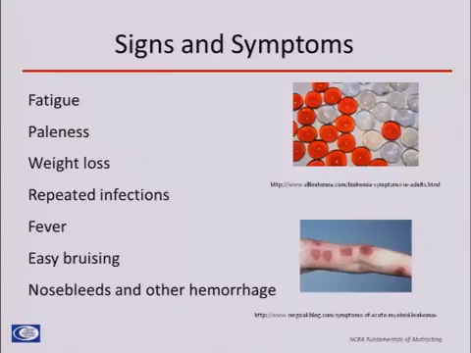Signs and symptoms for myeloids: fatigue, paleness. Now, what would cause the paleness? Anemia. You wouldn't have those red blood cells. Weight loss, repeat infections because their immune system is compromised.